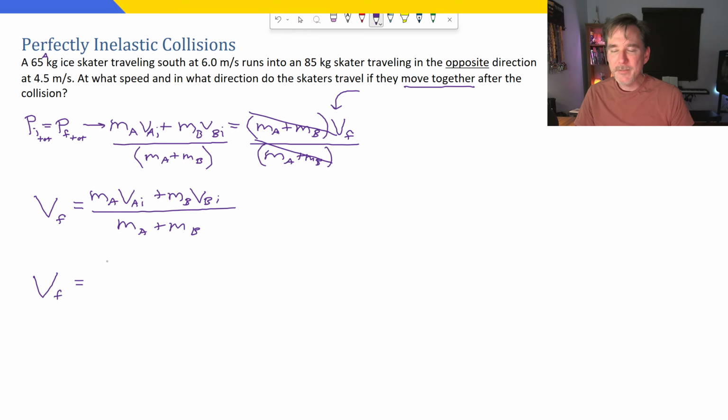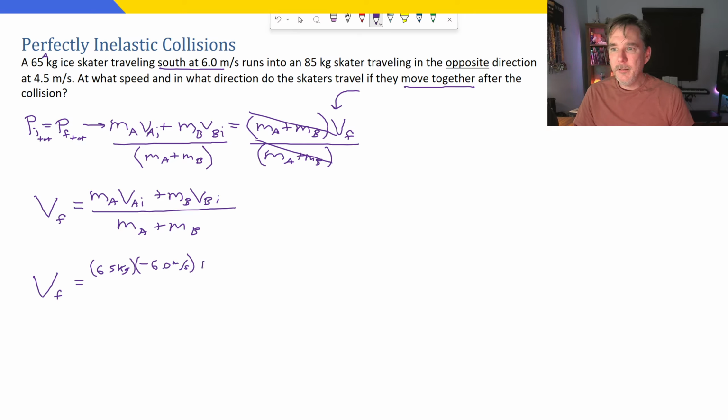So mass and velocity of skater A goes on top. So skater A, we said, is the 65 kilogram times it's going south. Ooh, hang on. The other one's going the opposite direction. So south, we better make that a negative 6.0 meters per second.